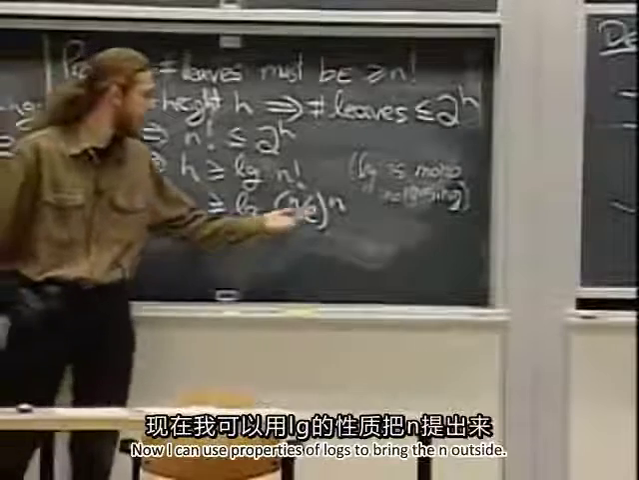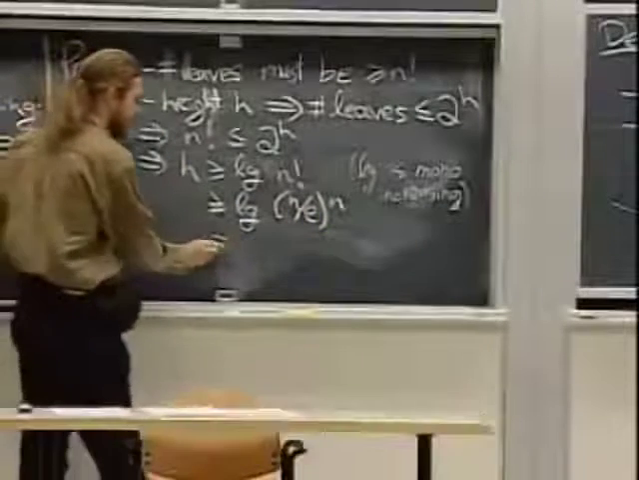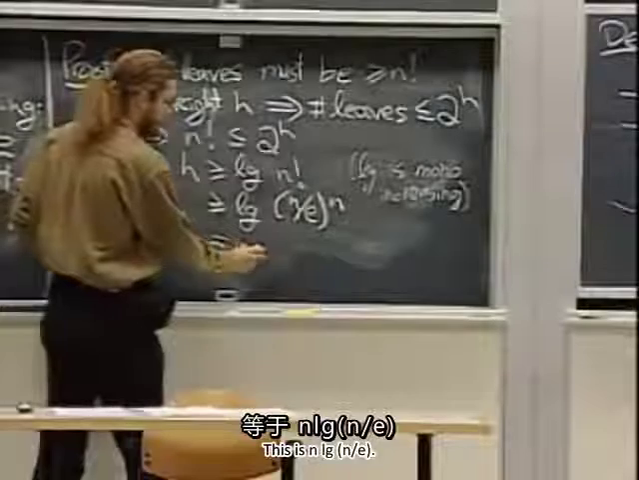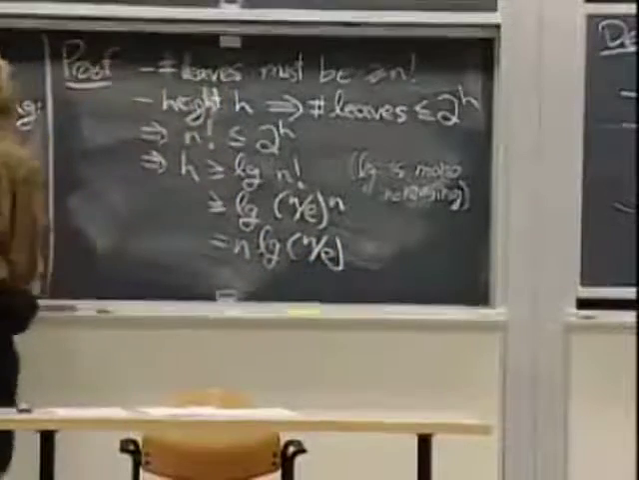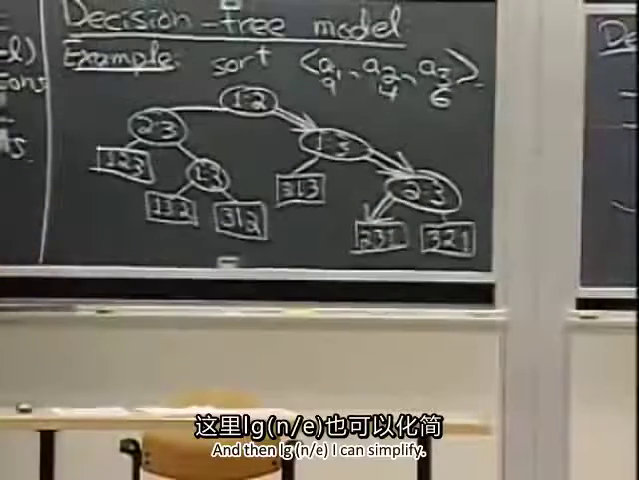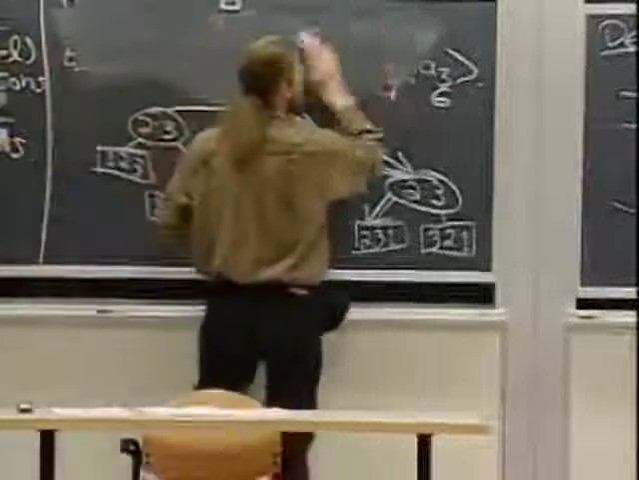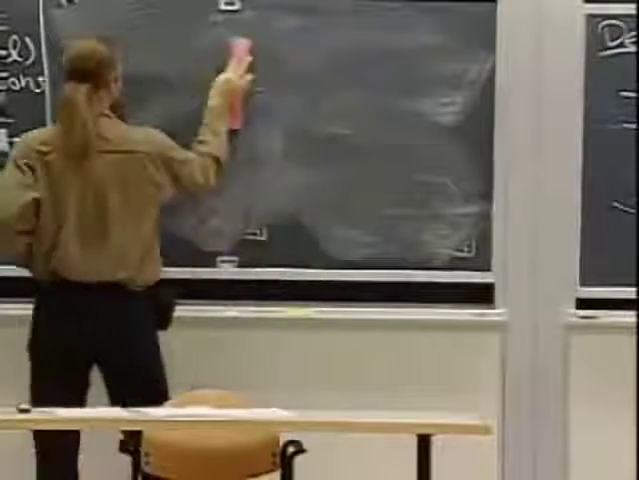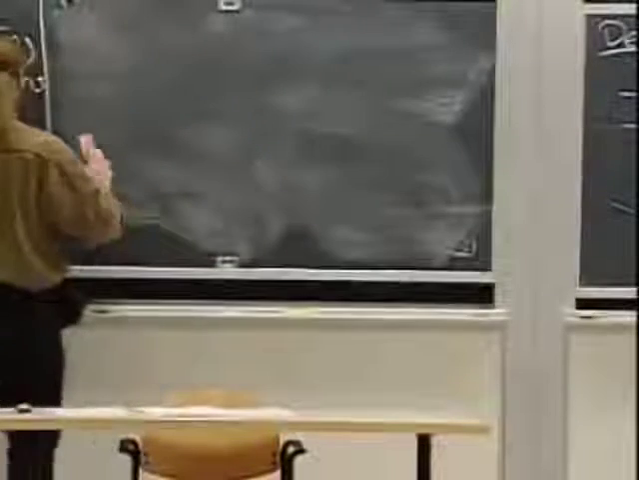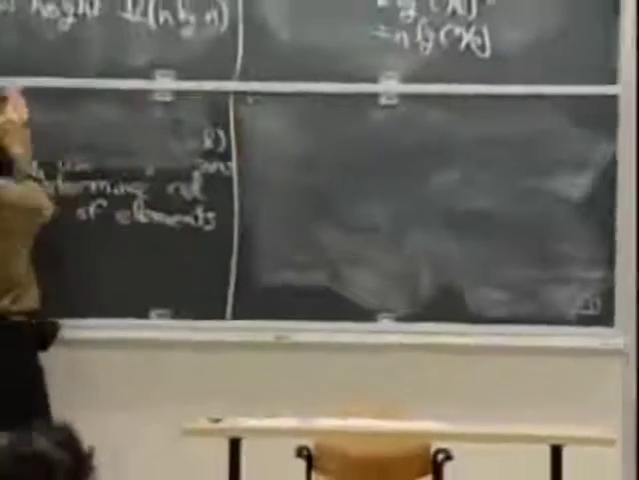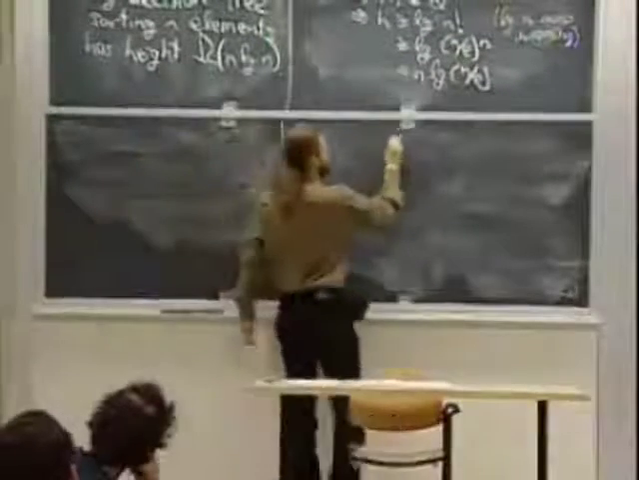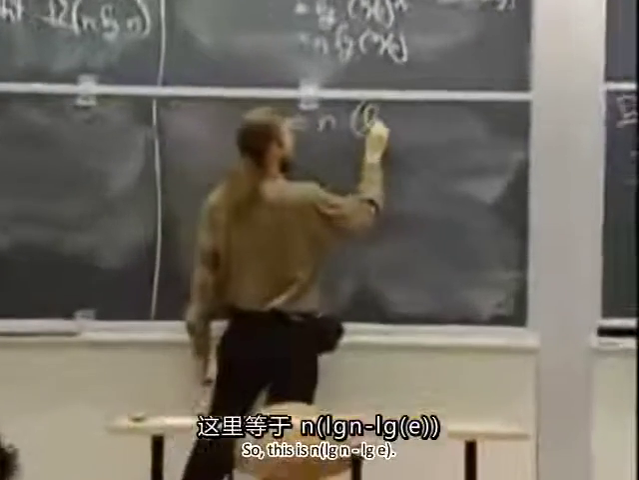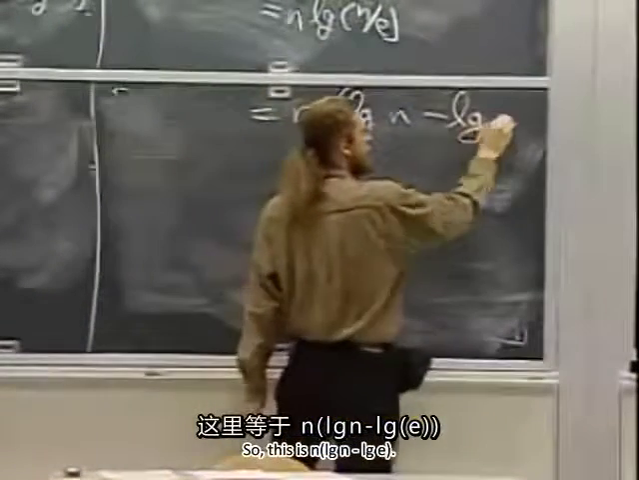Now I can use properties of logs to bring the n outside. So this is n times log of n over e. And then log of n over e I can simplify. That's just log of n minus log of e. So this is n log n minus log e.